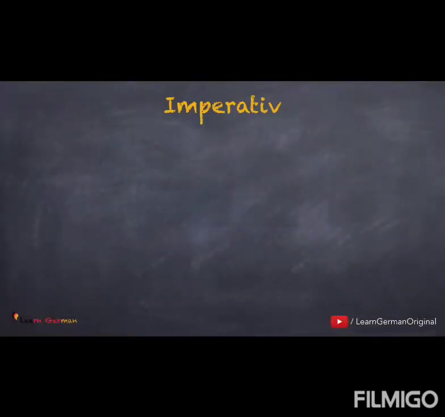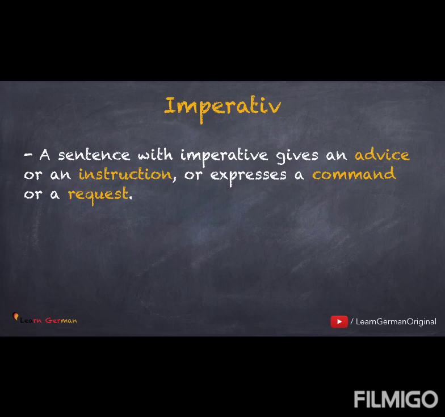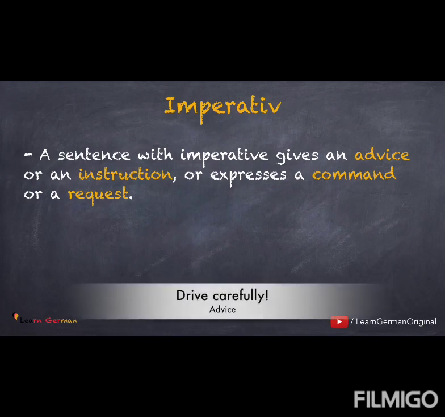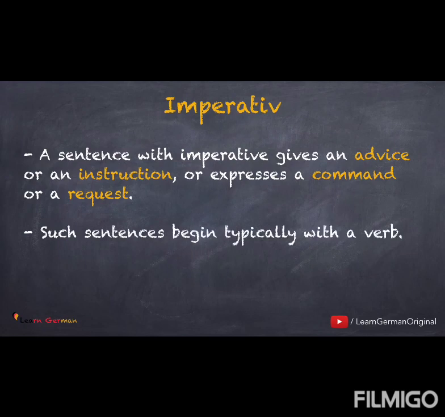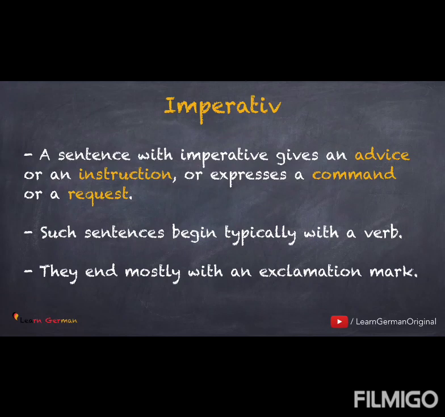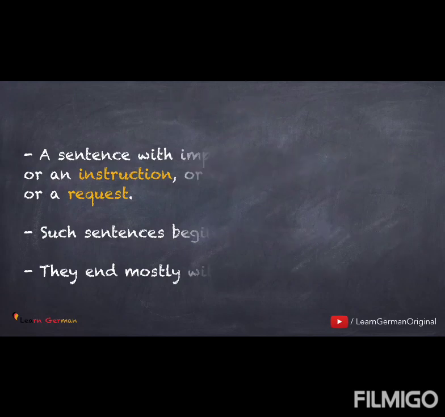So first we need to understand what is imperative. A sentence with imperative gives an advice or an instruction, or expresses a command or a request. Here are a few examples of such sentences in English. Drive carefully would be an advice. Eat your vegetables. Close the door. Please listen to me. These are a few examples in English using imperative. Another thing to remember is that such sentences begin typically with a verb. Also, they end mostly with an exclamation mark.